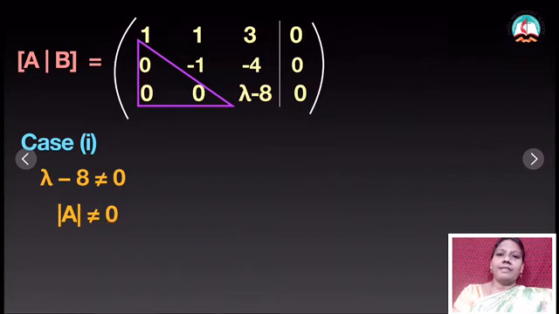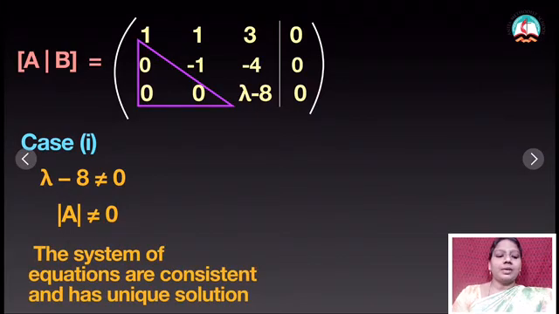Here it has a trivial solution. Trivial solution means it is consistent and has a unique solution. Trivial means what is the solution? X is equal to 0, Y is equal to 0 and Z is equal to 0. Why is it so? Because my right side value is equal to 0 for all the entries.